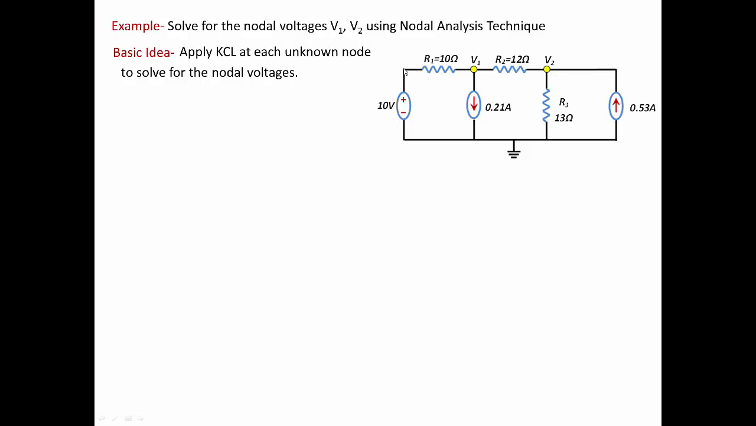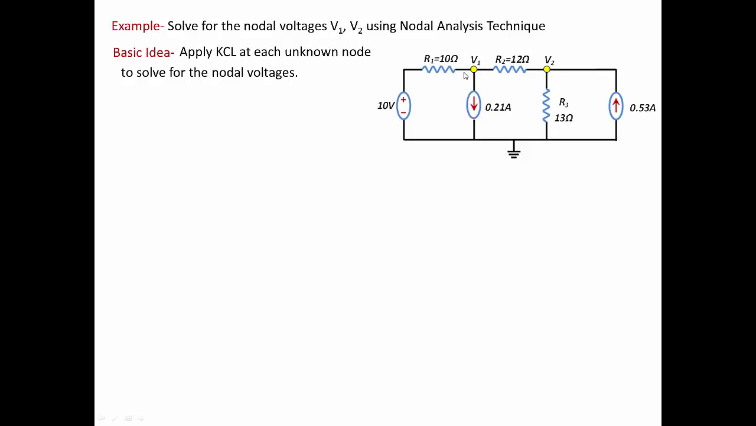I know the voltage here to be 10 volts, and the voltage here is 0 volts. I don't know what V1 is, and I don't know what V2 is. So we're going to apply KCL at node V1 and at node V2. We will end up with two equations and two unknowns. We call them a system of equations, and from there we will be able to solve for V1 and V2.